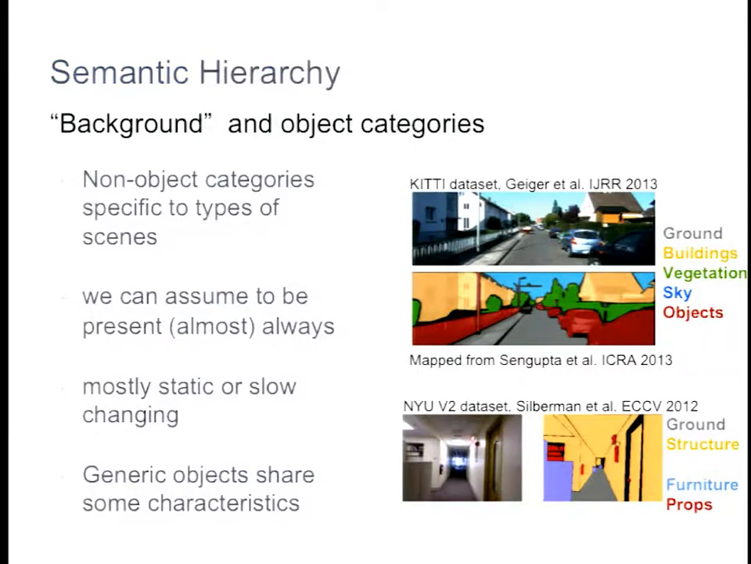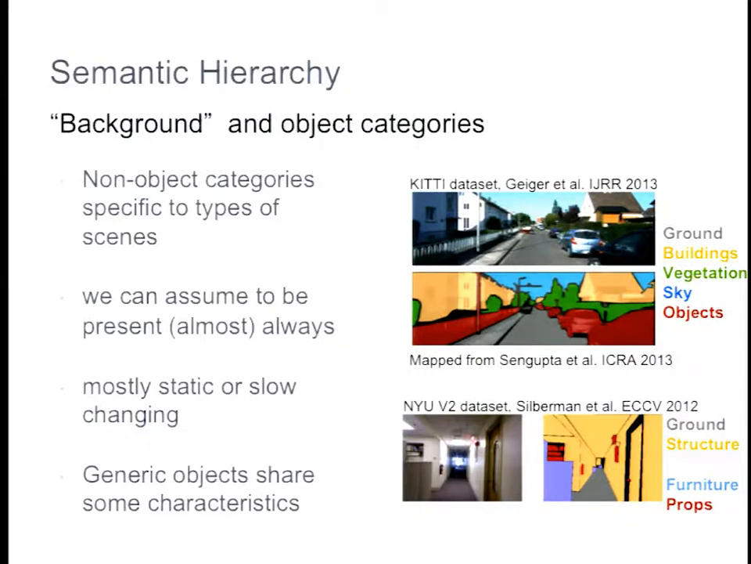In our setting, these categories will vary depending on whether we are in indoor or outdoor environments, but some examples of the background categories for the outdoor setting would be ground, building, vegetation, sky, and object. Notice that here I just have a generic object label, which is anything that is not any of the first four categories. In indoor settings, we may have ground, furniture, structure, and props or objects.